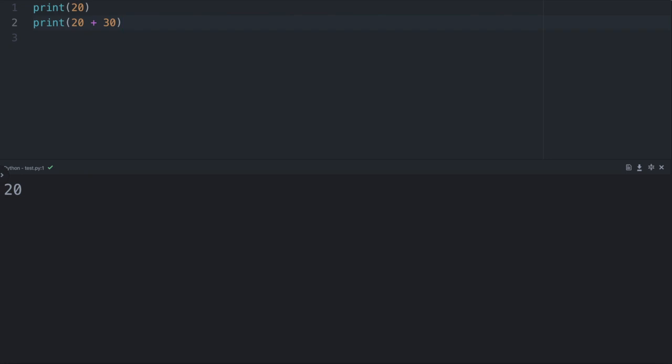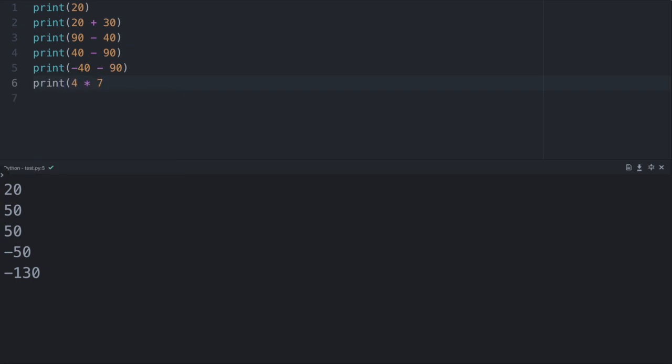Just like in math, Python uses a plus character to add numbers. 20 plus 30 is 50. For subtracting numbers, we also take a well-known character, the minus. 90 minus 40 is 50. The result can also be negative. 40 minus 90 equals minus 50. And we can even calculate with negative numbers. For example, minus 40 minus 90 is minus 130.